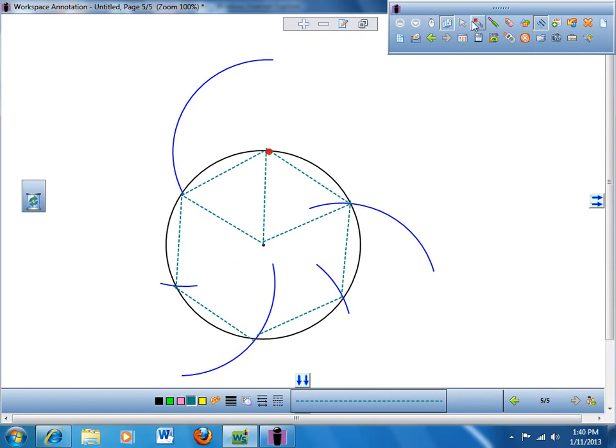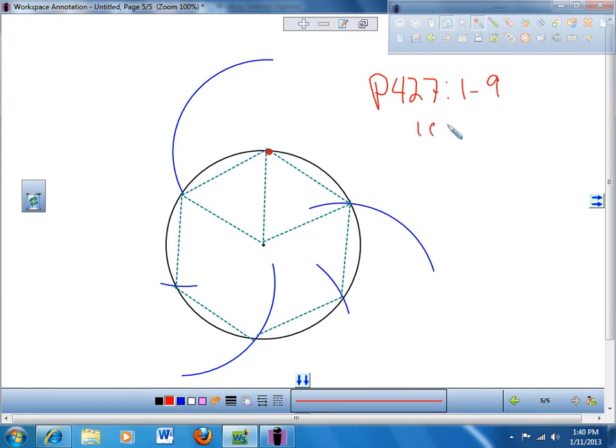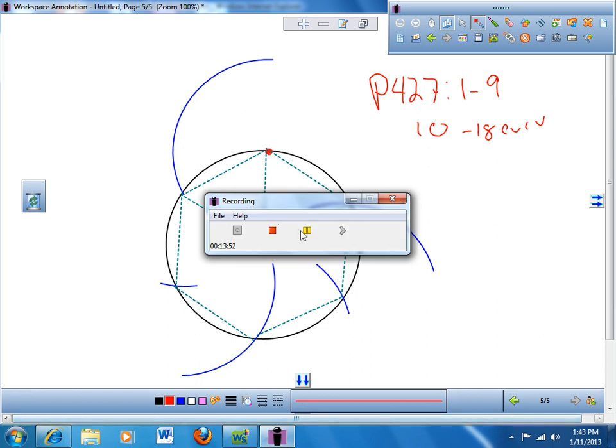And your homework is page 427. How do you know that? The even problems, 10 to 18. Already finished it. Look at that, she finished. But it's hard. Okay, I'm going to stop recording. Now, piece of paper and pencil.